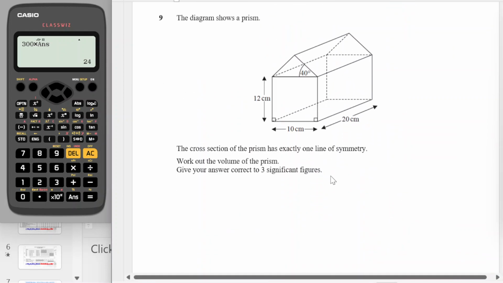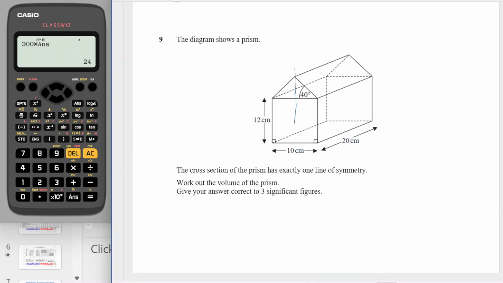Okay, question 9. Cross-section of a prism has exactly one line of symmetry. Work out the volume of the prism. So that one line of symmetry is trying to give us some information in a way. That's going to be the only line of symmetry. So that's going to have to be a 40-degree angle there as well.